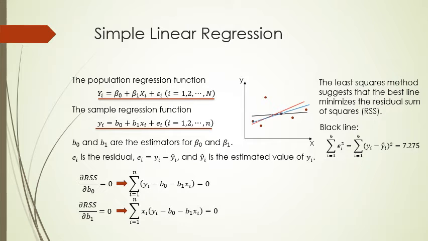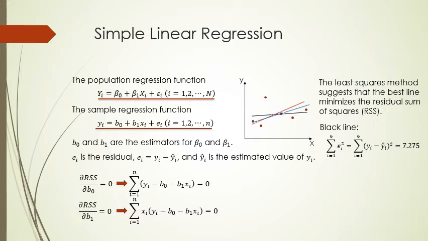ei is the residual, which is the difference between yi and yi hat, where yi hat is the estimated or predicted value of yi. Now, how do we find the best fit line and determine B0 and B1? The right graph shows 6 pairs of x and y values as an example. It is hard for us to decide from the graph whether the best fit line is the red, black, or blue line.